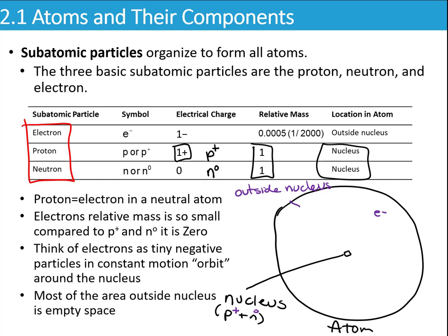I always think of electrons like little particles of energy that are in constant motion. They don't just sit there, they're constantly moving, and they actually move in certain orientations or orbitals. But most of the space outside of that nucleus is just empty space with an electron flinging by every once in a while.